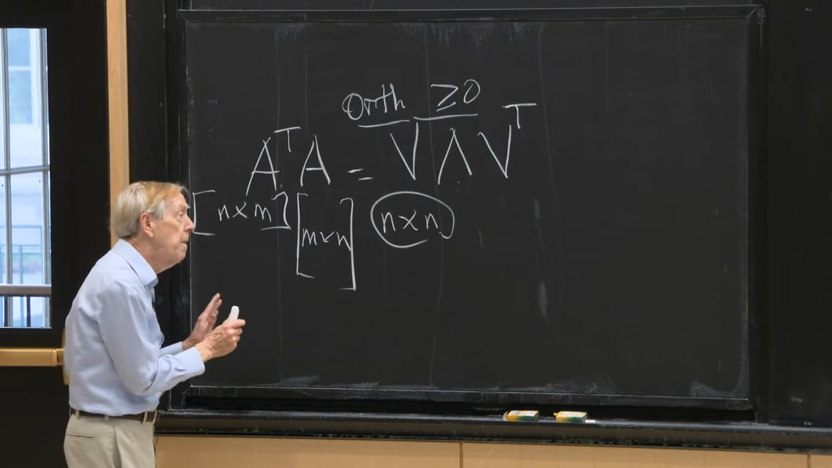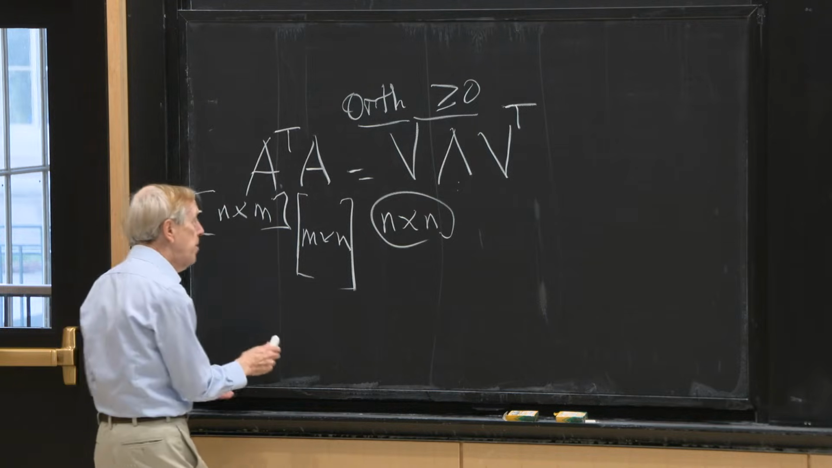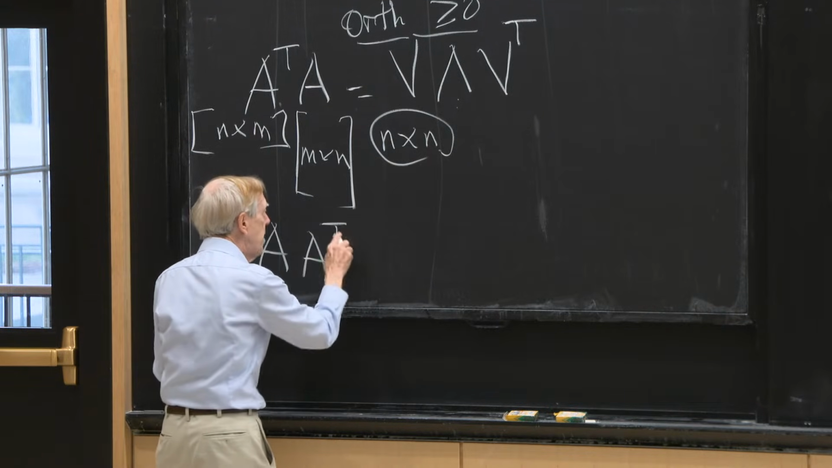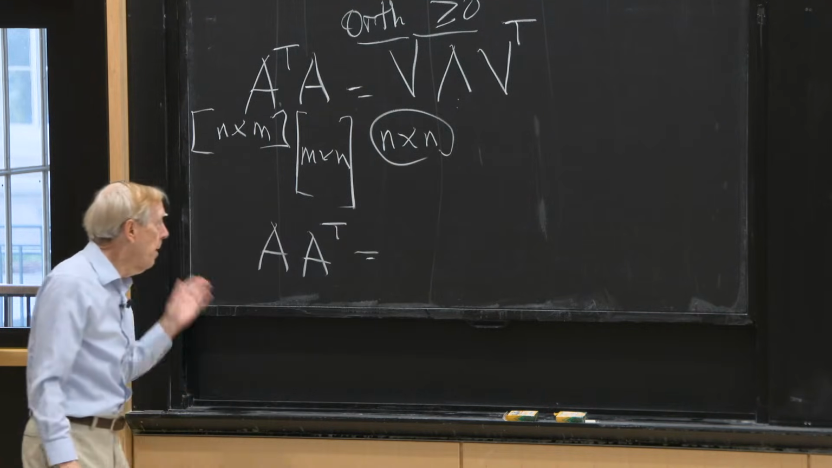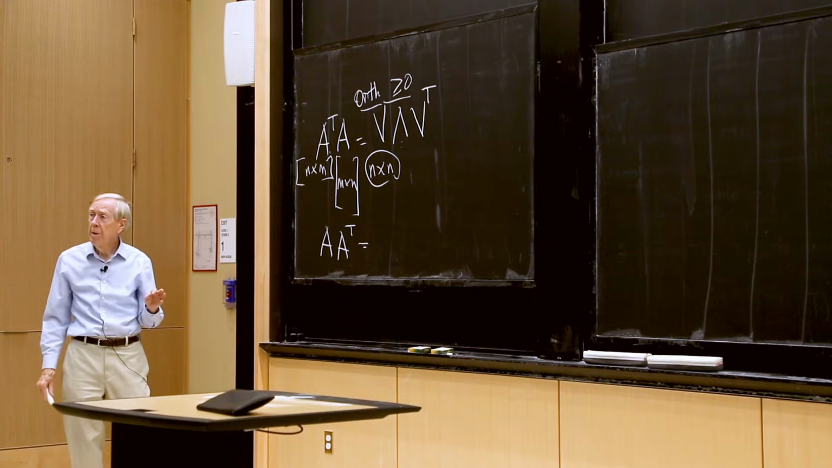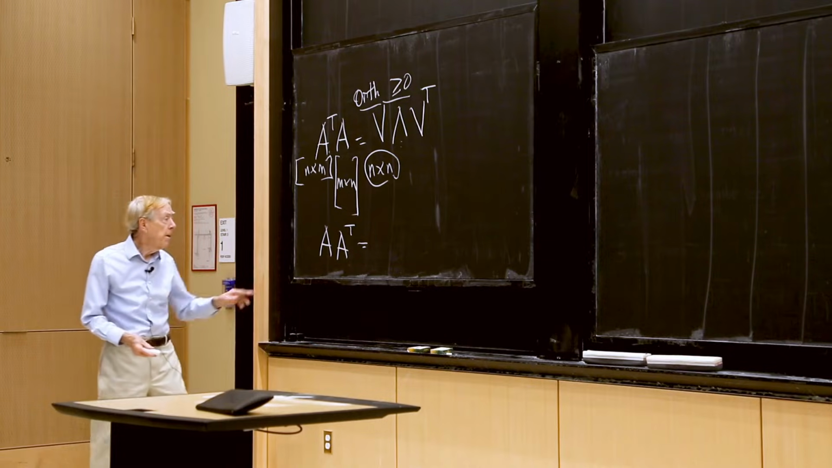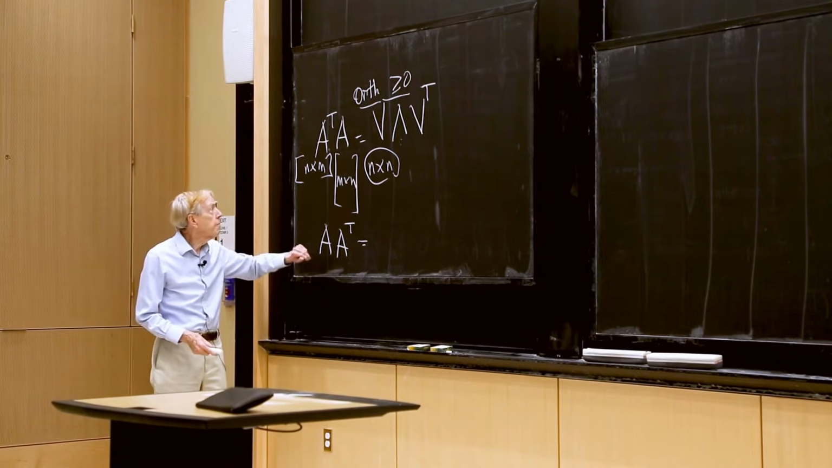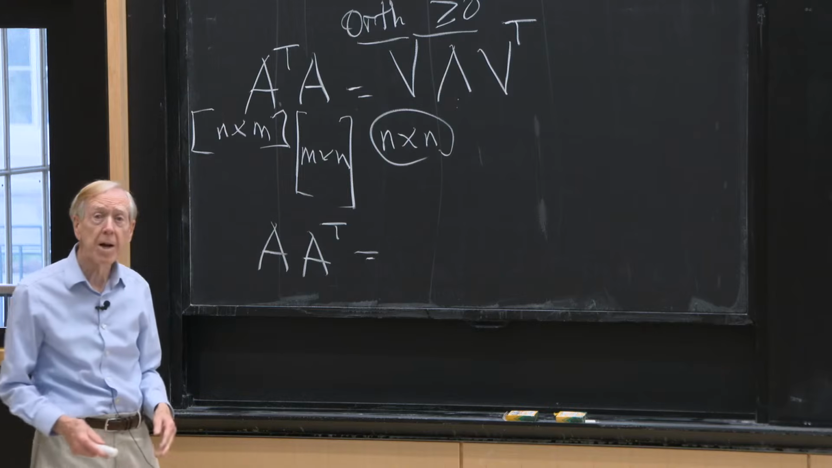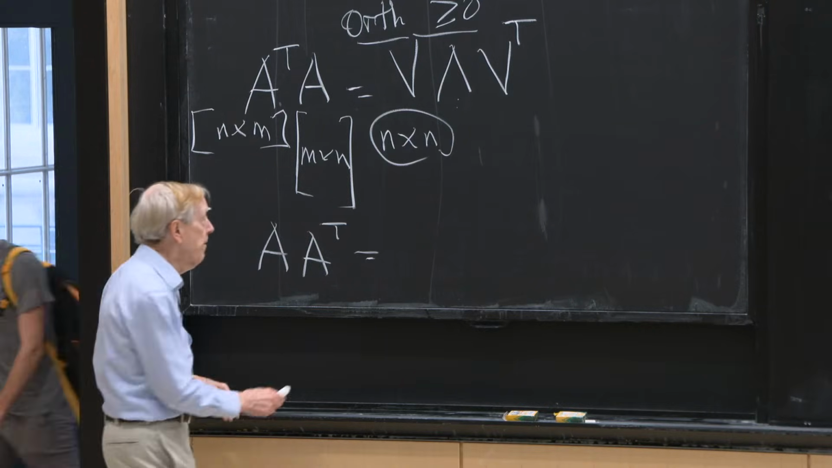But also, you got to recognize that A transpose is a different guy. So what's the shape of A transpose? Now I've got m by n times n by m. So this will be what size? m by m, a different shape.